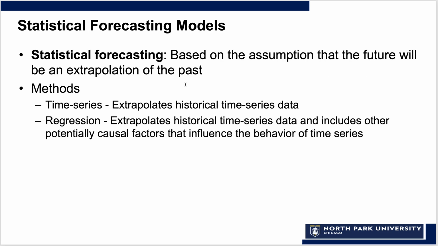So statistical forecasting is based on the assumption that all the future will be an extrapolation of the past. What does that mean? The immediate future will act like the immediate past is what we're saying. And there's two ways of doing it. There's using time series methods, which extrapolate historical time series data. And then we can use linear regression. You remember that from your stat class. That extrapolates historical time series data and includes other potentially causal factors that influence the behavior of the time series.